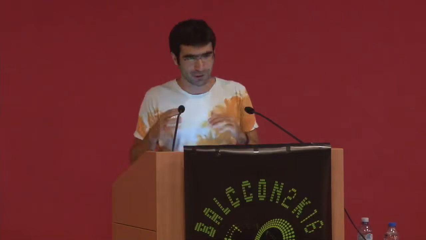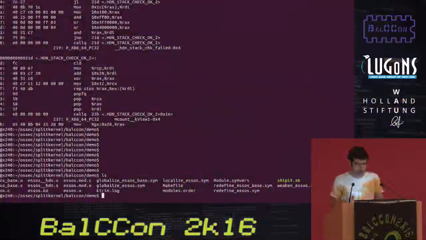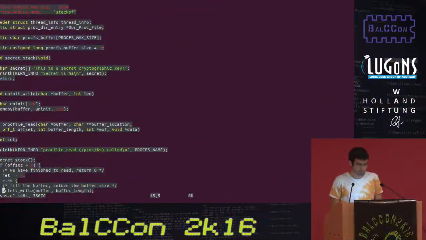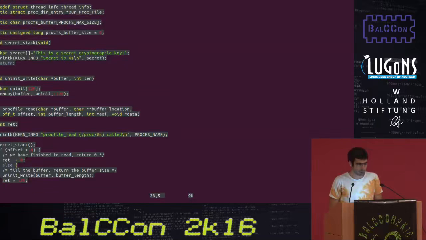So we have a kernel module which we call SOS here, which is essentially a damn vulnerable kernel module, with all the vulnerabilities you can imagine. And I'm just going to explain one vulnerability that's in there. This kernel module implements a procfs interface. So there's basically a file we can read from. And when we read from this file, it will essentially copy the contents of an uninitialized 128-byte buffer back into the user buffer.